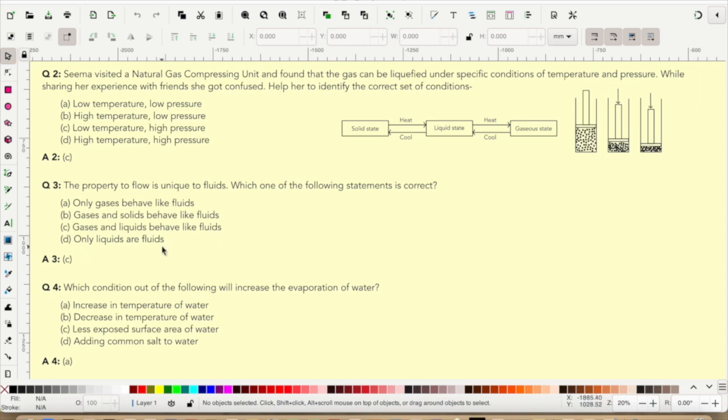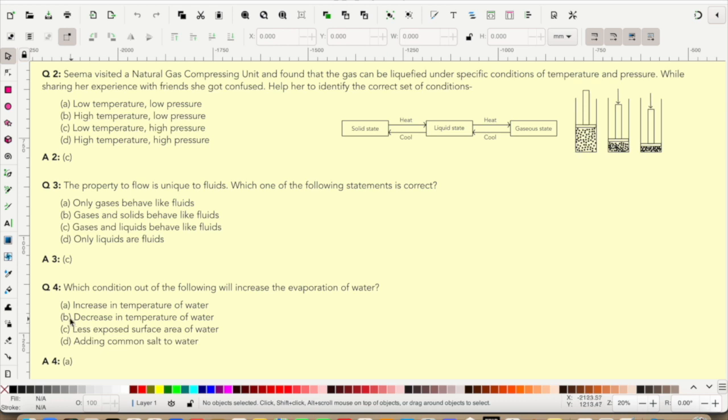We know that only gases and liquids show fluidity. Gases are more fluid than liquids. So the correct option is option C. Fourth question, which condition out of the following will increase the evaporation of water? First option, increase in temperature of water. Second option, decrease in temperature of water. Third option, less exposed surface area of water. Fourth is adding common salt to water.